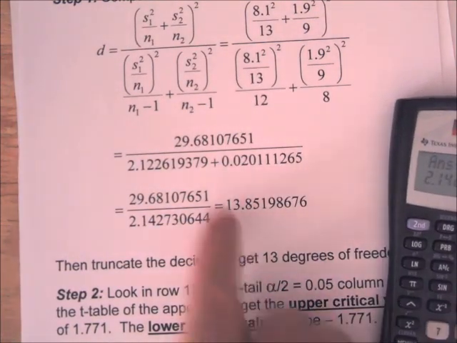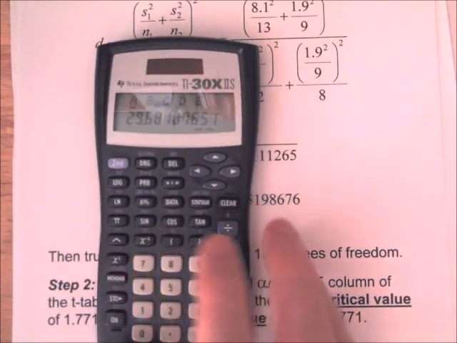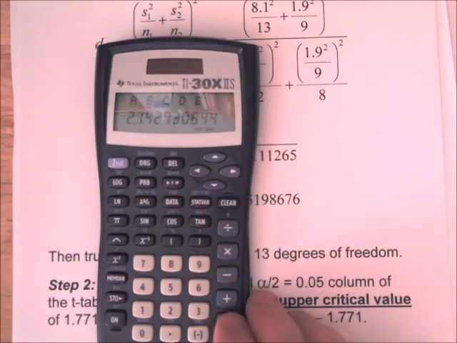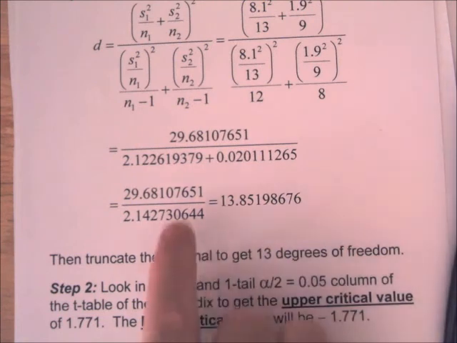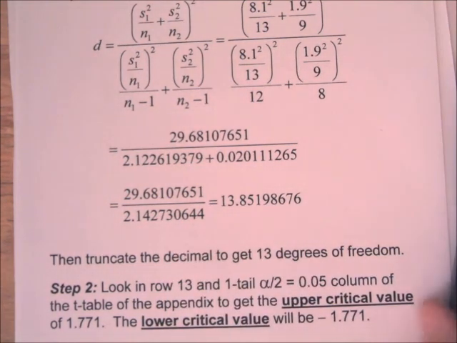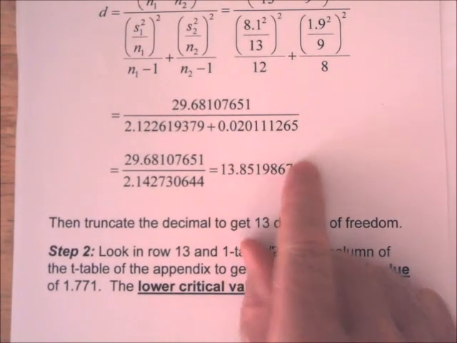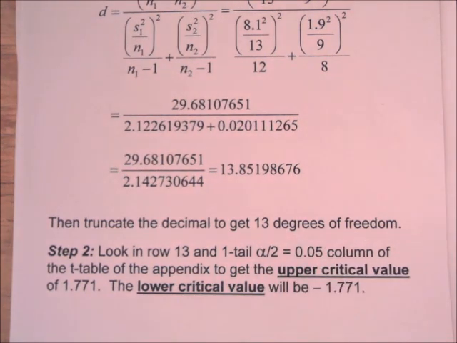And then I want to divide the numerator by the denominator. So if I do second recall divided by second recall, go over to memory B, equals, I get 13.85 something. That's the result of our computation. And then we want to truncate the decimal. So we just chop off everything that comes after the decimal point, and that gives us 13 degrees of freedom. That tells us the row of the t-table.